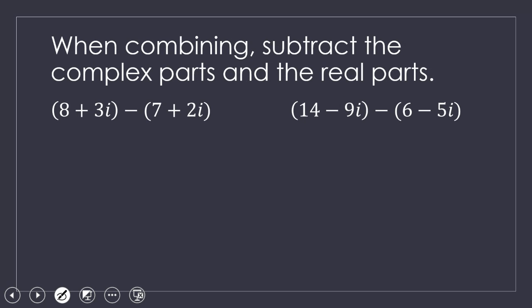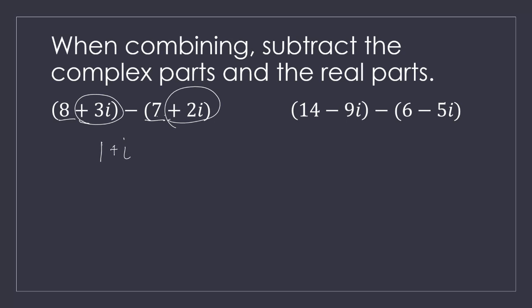The same rule holds true for subtracting. You subtract the real parts, you subtract the complex parts. So 8 minus 7 is 1. 3i minus 2i is 1i. 14 minus 6 is 8. Be careful of your signs here. Negative 9 minus negative 5 is negative 4i.